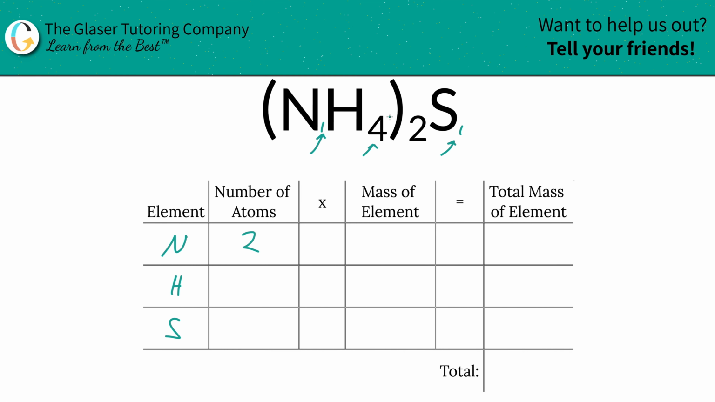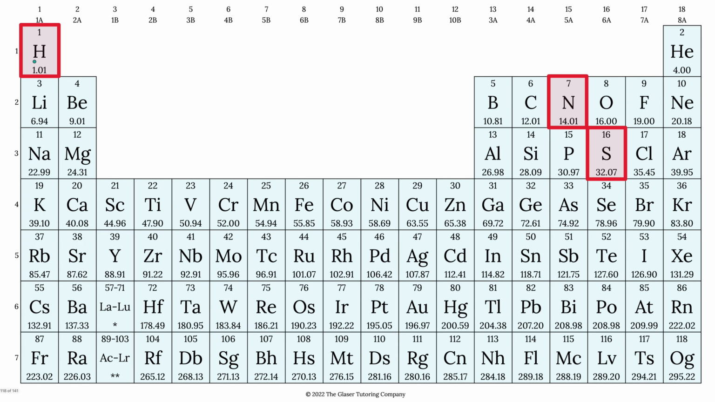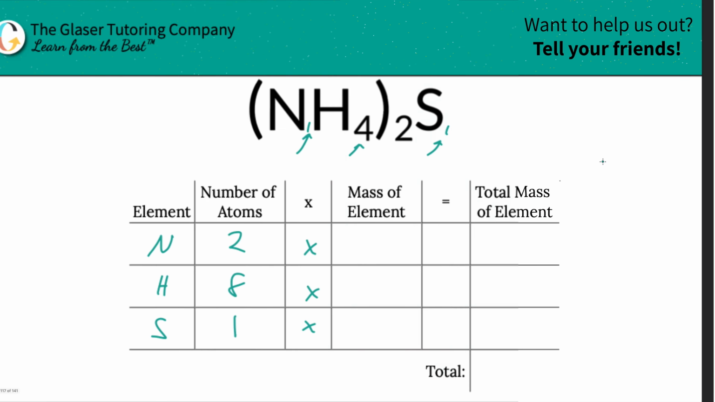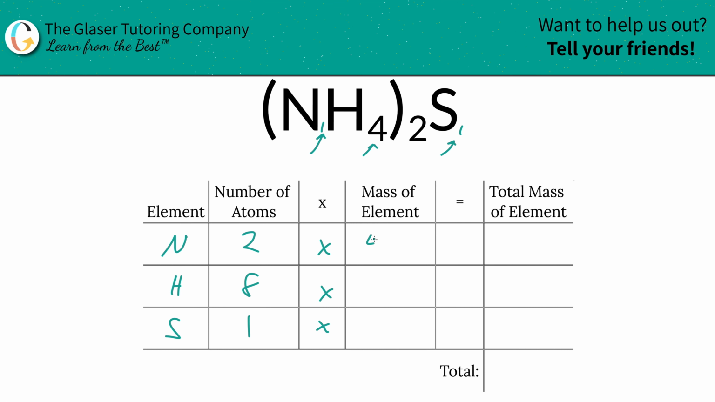So there are 2 nitrogens. Same thing for hydrogen: take the inner subscript of hydrogen, multiply it by the outer, so you have 8 hydrogens. And then sulfur, you have 1. Then you're going to take those numbers of atoms and multiply by the mass of each particular element. That's where the periodic table comes into play. So here's hydrogen, 1.01, nitrogen is 14.01, and sulfur is 32.07. So those are the values we're going to write down.